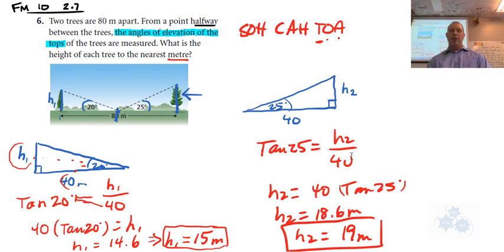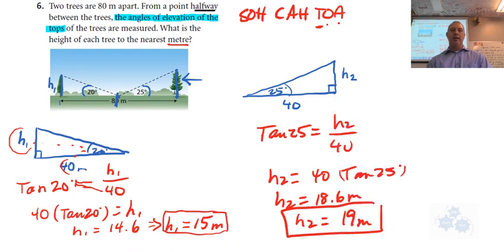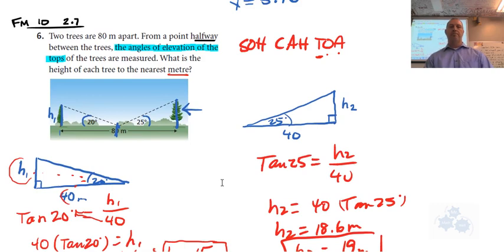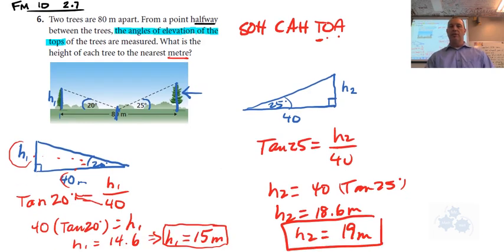Okay, so the second part of this question is exactly like the first. The second height should be 19 meters as well using tangent. So what is the height of each tree to the nearest meter? The height of the first tree is 15 meters, the height of the second tree is 19. We were correct in saying that this second tree should be a little bit taller. Okay, any questions about that?